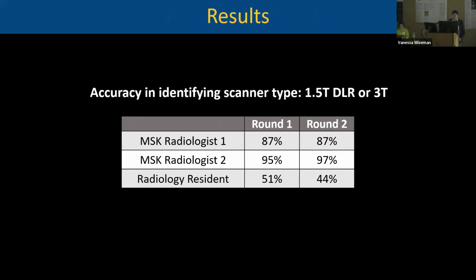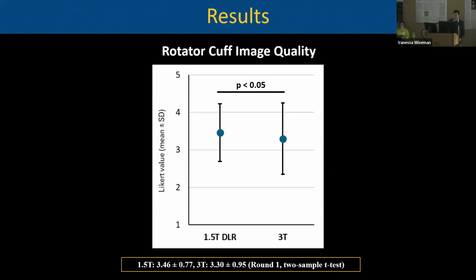In terms of identifying the scanner type, we see here that our MSK faculty were actually very accurate, especially compared to our humble radiology residents. And all of our image quality metrics were significantly higher for the 1.5T DLR cohort.